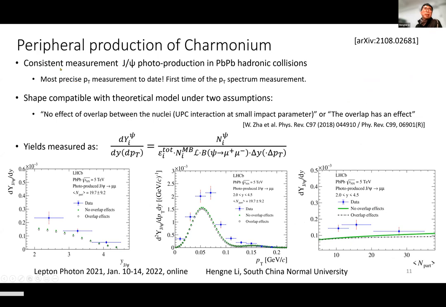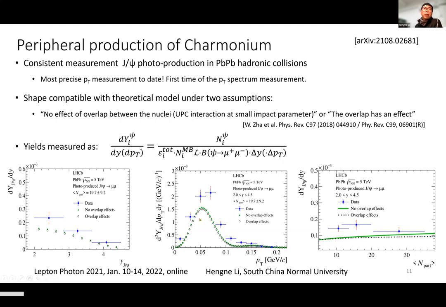All right. So the measurement results can be shown here. Basically we can see consistent measurements of J/psi photoproduction in lead-lead hadronic collisions. This is the most precise pT measurement to date, and also the first time of the pT spectrum measurement. At the time we submitted this paper, we still didn't have the integrated luminosity measured by the collaboration. So what we show in the paper is the yield, basically a ratio between the number of J/psi and the number of minimum bias events, which just takes the number of minimum bias events as the normalization.